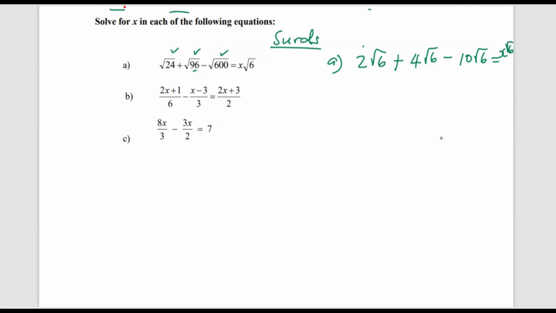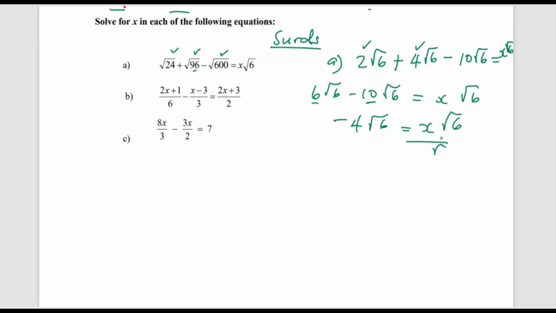Okay, so we know that 2 plus 4, that is 6. So 6 root 6 minus 10 root 6 is equal to x root of 6. I mean, 6 minus 10 is going to be a negative 4. Root 6 is equal to x root 6. So we said make the unknown the subject, leave the unknown on one side. So divide both sides by the root of 6. That cancels that. So our answer becomes negative 4. So x becomes negative 4, and then that is our answer.